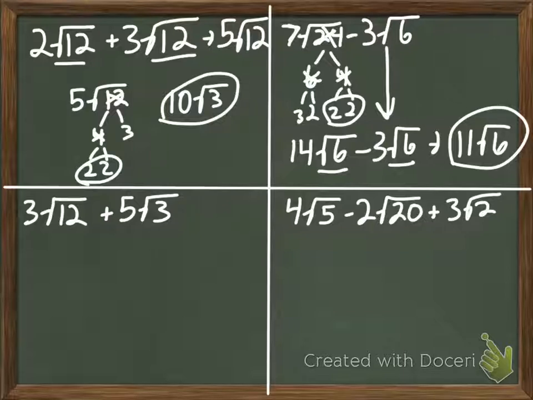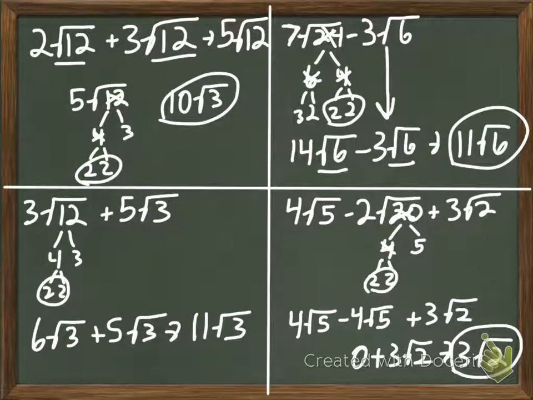There's two more down here that you need to do on your own, so go ahead and pause the video now and work those out. Alright, and here are the answers to those two examples. You will note on the second example that we got a 4 square root 5 minus 4 square root 5, and that makes 0, so the final answer was just 3 square root 3, in case you were curious about that.